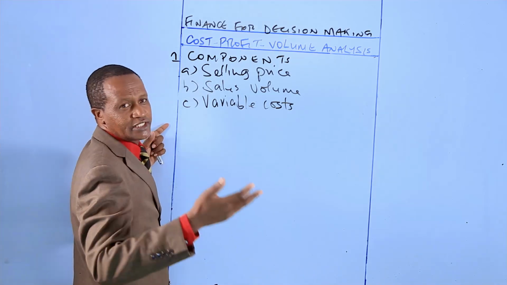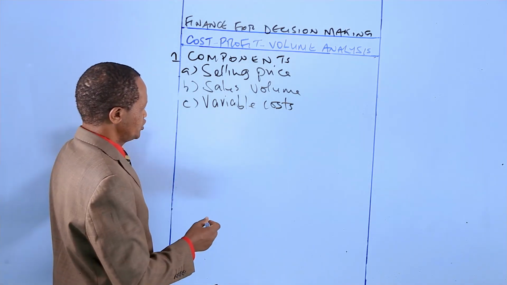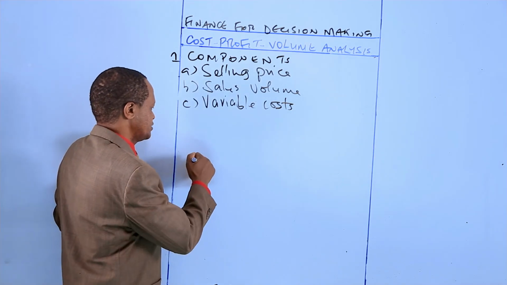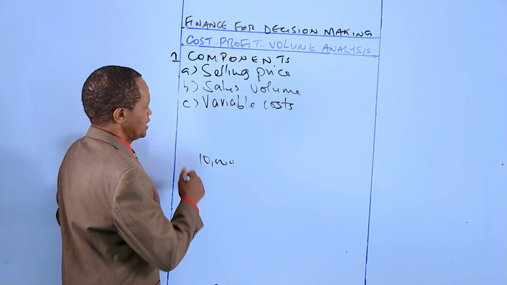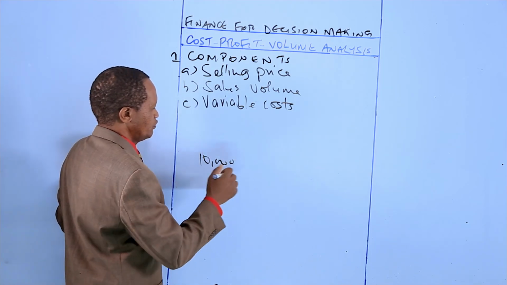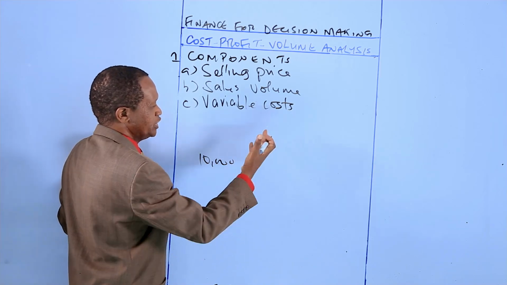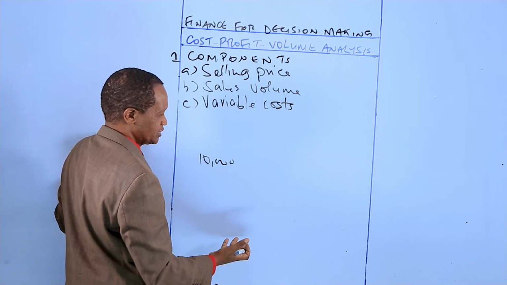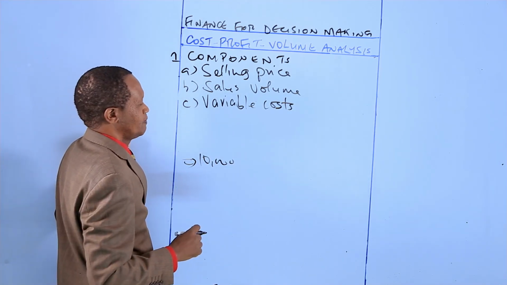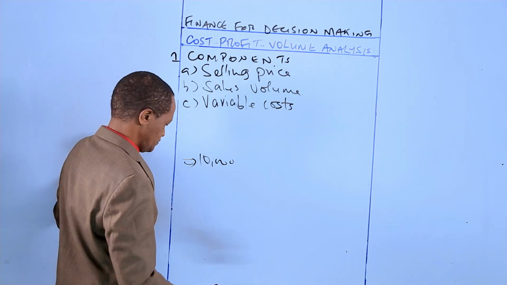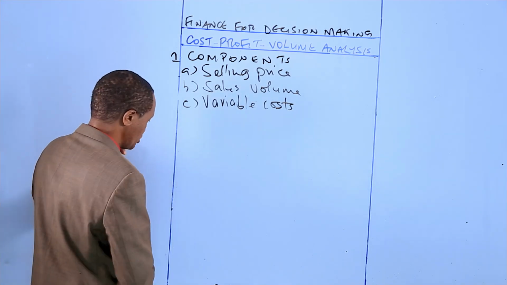A good example is just the material, say raw materials. If you are producing, say, loaves of bread, you require, say, 10,000 shillings as a cost of producing a product. So if you reduce the number of products, then that cost of raw materials is most likely to reduce, and vice versa. So the third element of CVP analysis is variable cost.